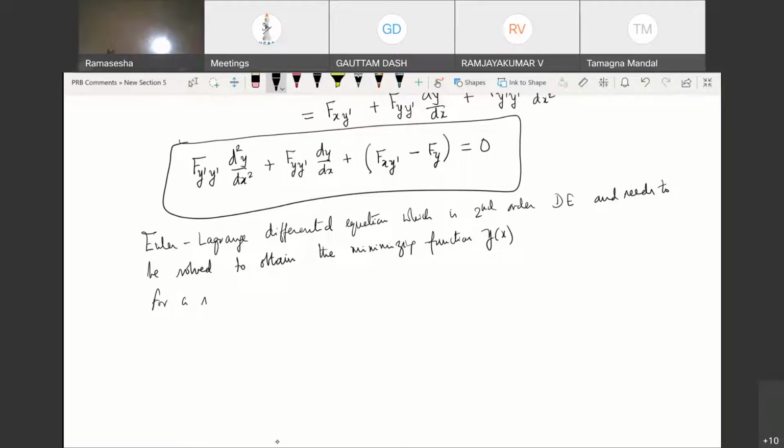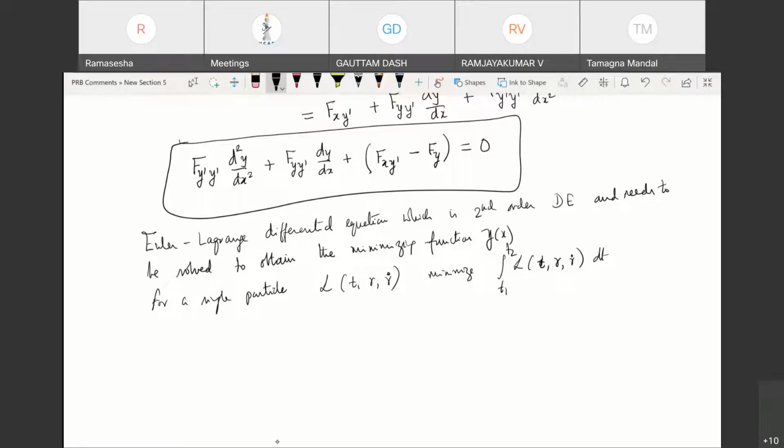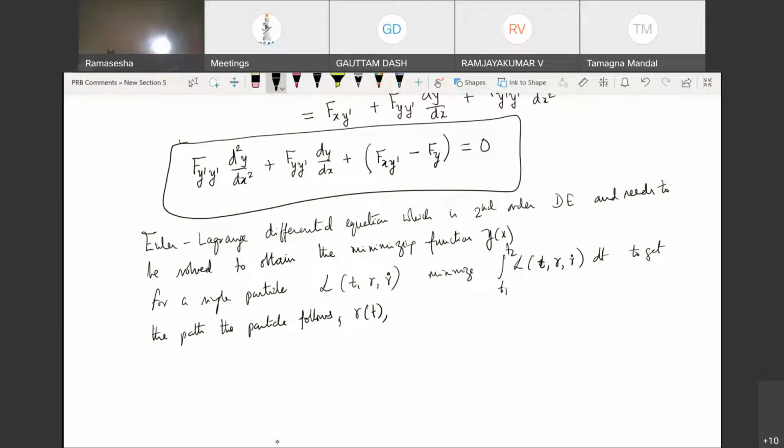So this is the one that you have to minimize: the integral of L of t, r, r dot dt between time t1 and t2 to actually get the path the particle follows, namely r of t, given the potential V of r.